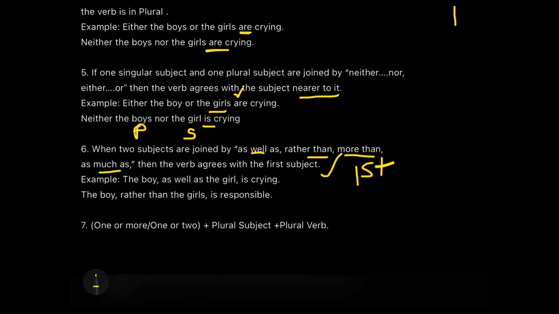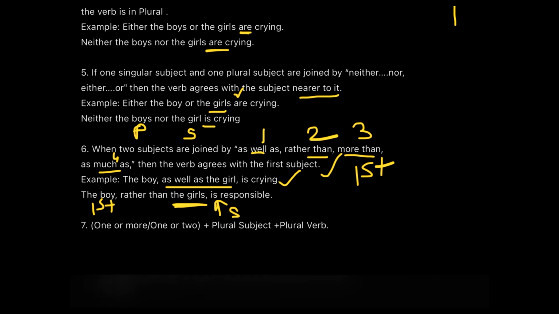So let's take a quick example. The boy as well as the girl is crying. Now here we don't have a doubt because both the boy and the girl are singular. But in case the boy rather than the girls is responsible. So even if we see that the subject which is closest to the verb is plural, still we are considering it as singular because my first subject is singular. And that happens only when we have as well as, rather than, more than, or as much as in my sentence. So please keep that in mind while solving questions.